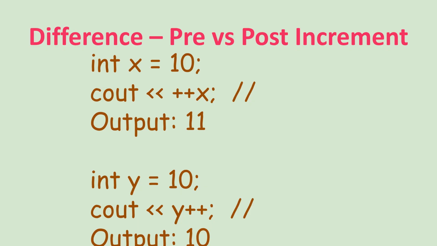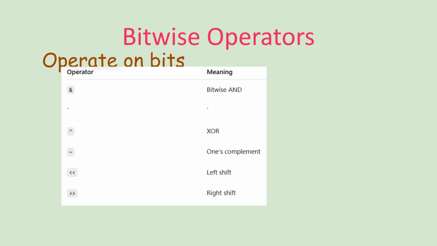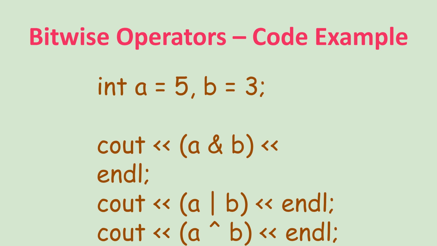The key difference between pre- and post-increment is when the increment operation takes effect relative to when the variable's value is used in the expression. Bitwise operators perform operations directly on the individual bits of integer operands. Here is a code example showcasing common bitwise operators, including bitwise AND, OR, and XOR.